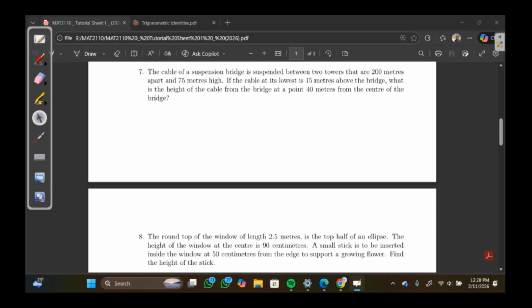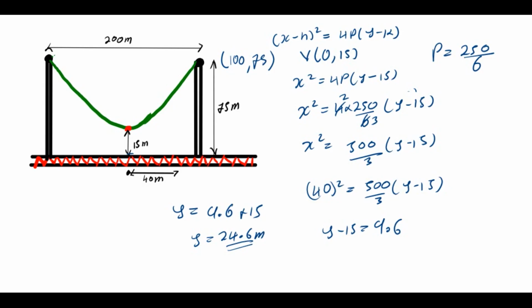And that's the y value that we get, and that is the height of the cable from the bridge at a point 40 meters away from the center. So if you draw a line going up from these 40 meters, up to there, what this is indicating to us is that this distance here, y, is 24.6 meters. That's what we have.